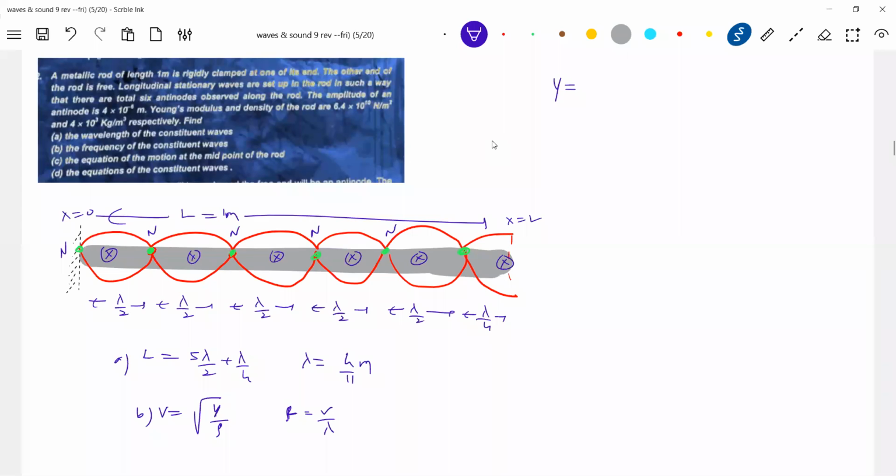So sin kx or cos kx should come. The amplitude of antinode is 4. Okay, we know amplitude. Sin kx. What shall I write? Cos omega t. Cos omega t or sin omega t? What to write?